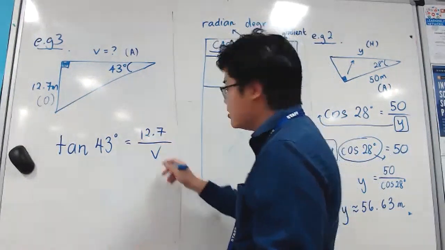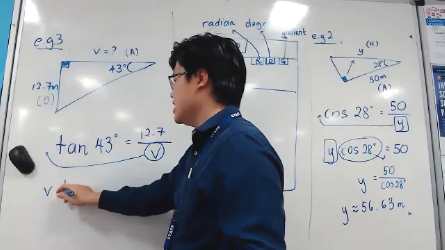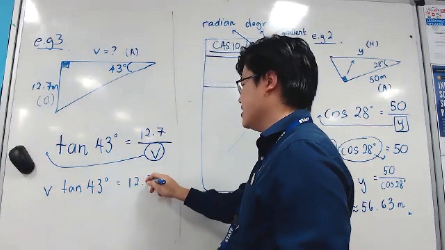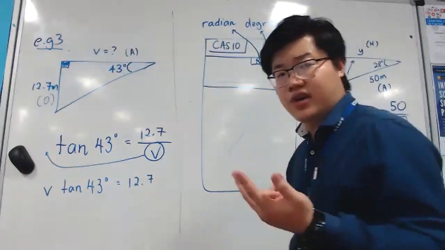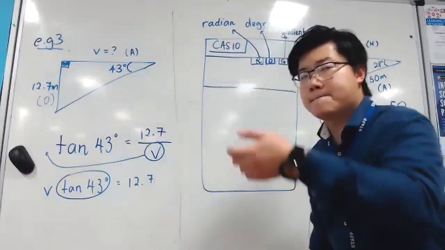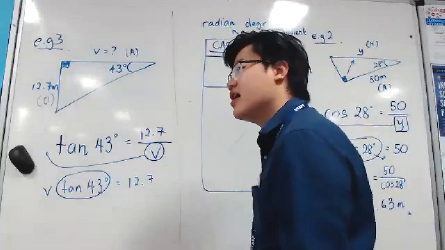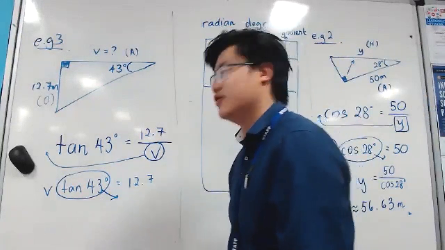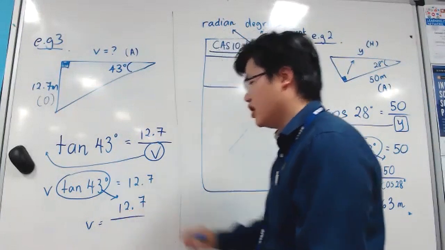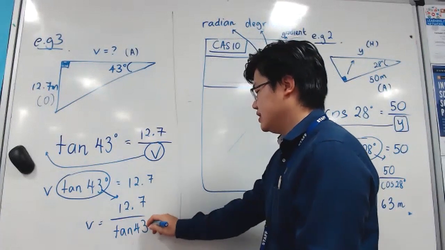So what are you going to do? Grab that. Yeah, pop it up there. So V tangent 43 degrees equals to 12.7. Now I'm looking for V. So what should I grab? I'm going to grab that and chuck it where? Down. All right, now. So V equals to 12.7 divided by tangent 43 degrees.